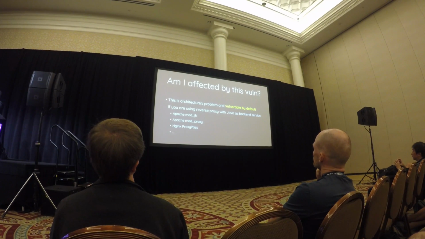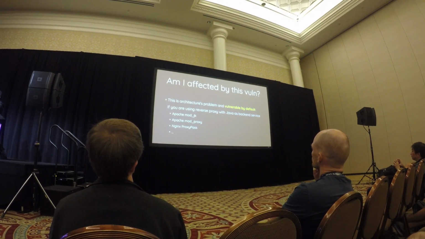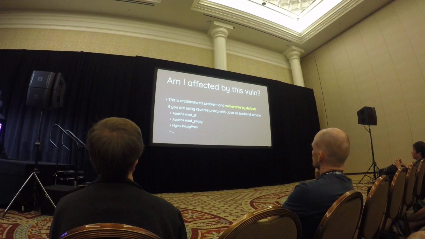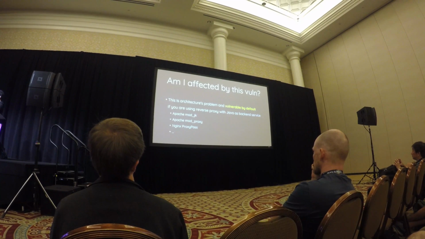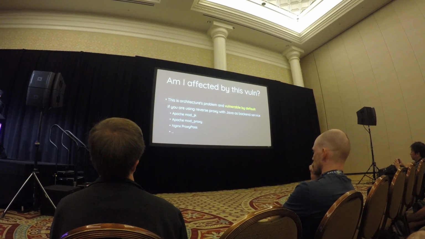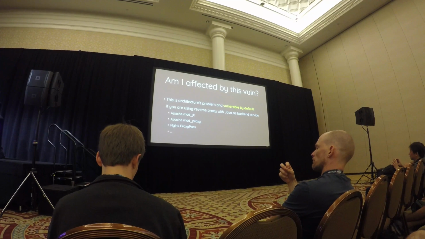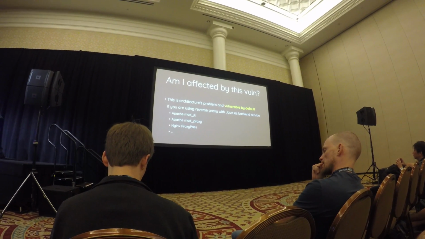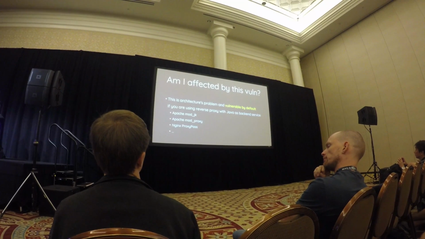Another effect is that this is an architecture problem, vulnerable by default without any programming errors. So if you are using a reverse proxy with Java as your backend service, you are under threat. Basically, this is a huge attack surface. Think about how many reverse proxies in the world could be bypassed so that you can touch many internal services from outside.